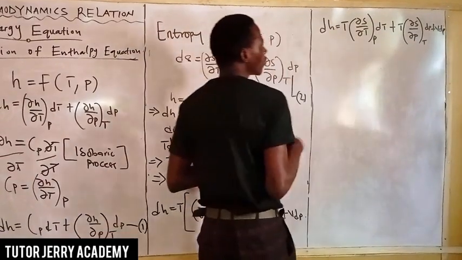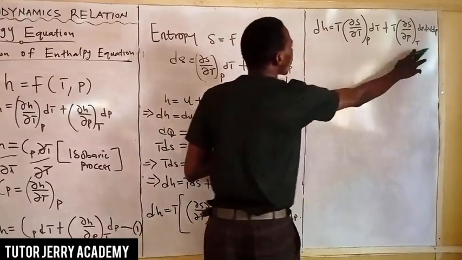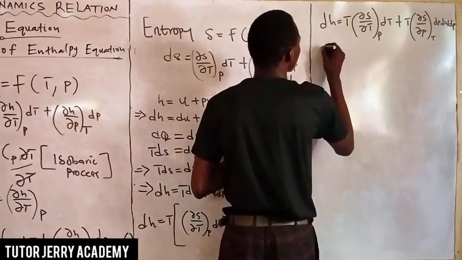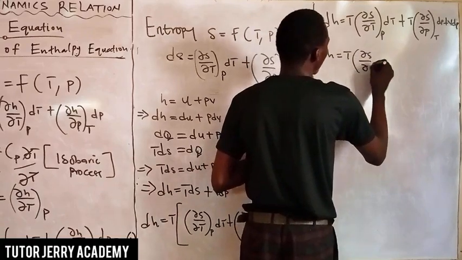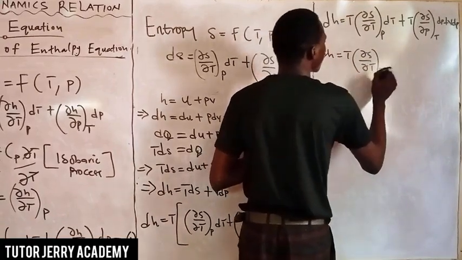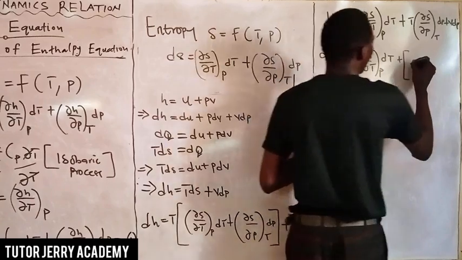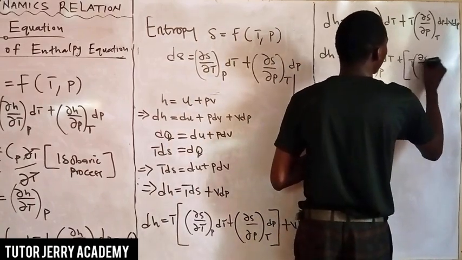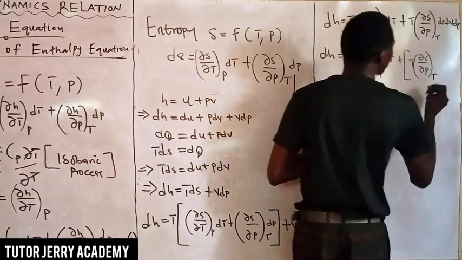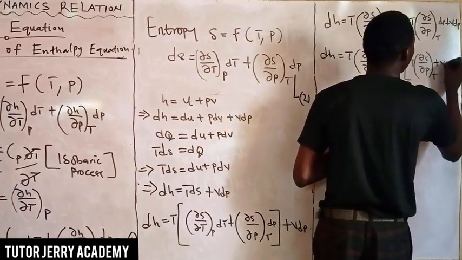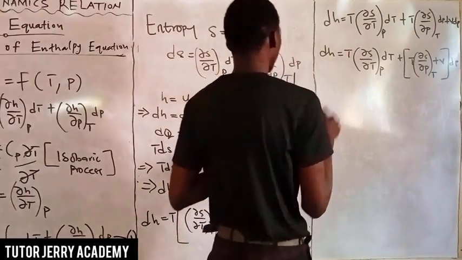So this is what we have. If we look at this equation, you will discover that dP is common. So if we factor out dP here, we are going to have dH equal to T, the partial derivative of S over the partial derivative of T, keeping P constant, dT, plus the bracket of T into the partial derivative of S over the partial derivative of P, keeping T constant, plus V, close bracket, dP. So this is what we have.